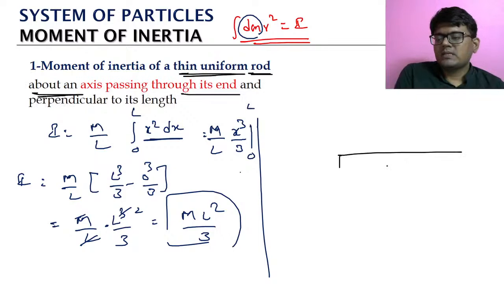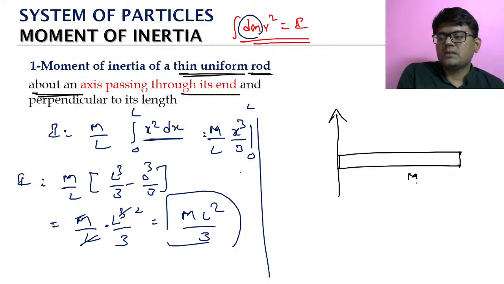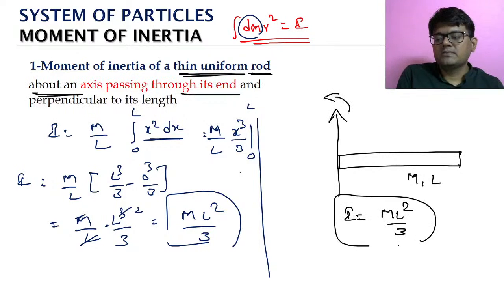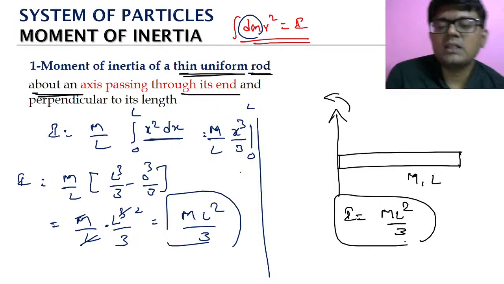So the moment of inertia value, see what it is. The axis is like this. This is the axis. Rod of mass m, length L. About this axis, if the rod is rotating, what will the moment of inertia value be? ML square by 3. So we have to remember all these results.